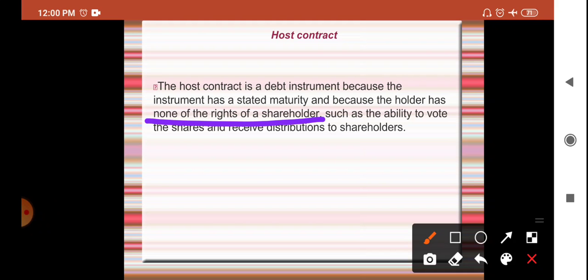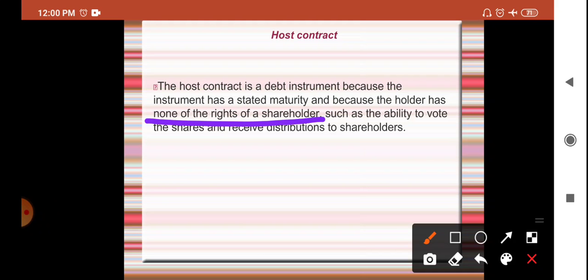But the debt instruments like bond holders, do they have any voting rights in the company? No. Do they have any kind of distribution from the profits of the company? No, they are not called the owners of the company.